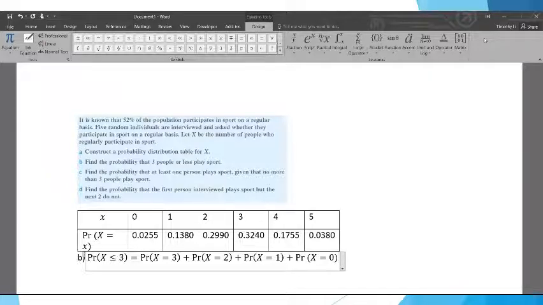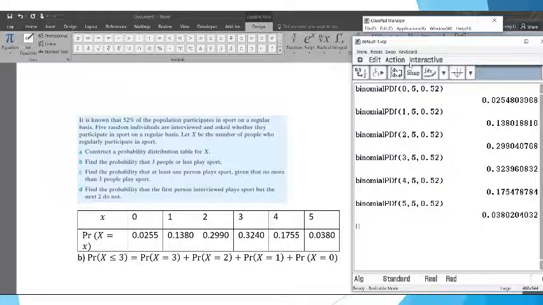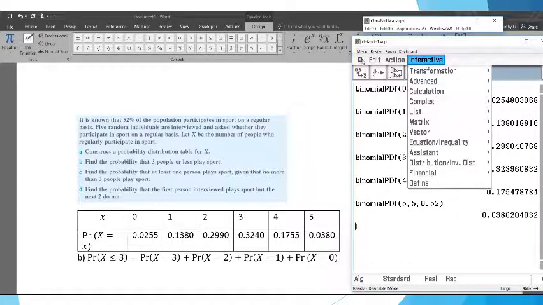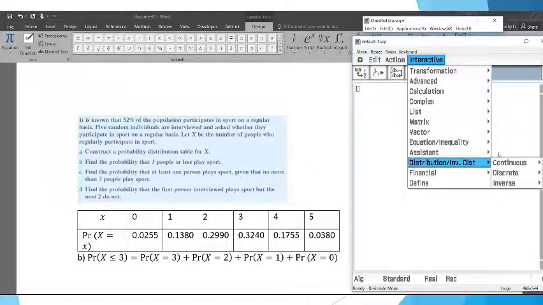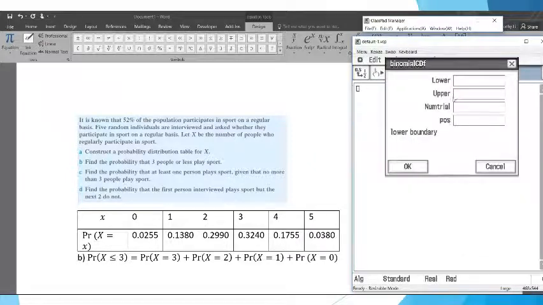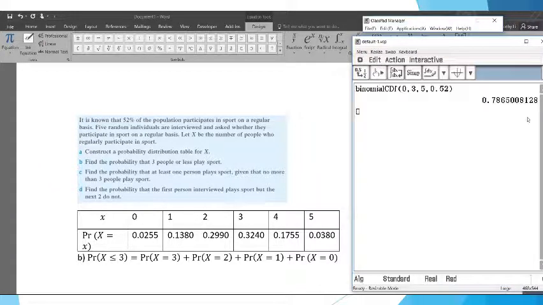Now, you could do this by hand, but remember what I was just telling you about the CAS. If you go Interactive, Distribution, Discrete, and then CDF, it counts cumulatively. So we can just set 2 limits. It starts from 0 and goes up to 3, because CDF just counts up all of them for you in one go. We have a number of trials, which is 5, because we have 5 people, and the probability of success was 0.52. So 0.7865.